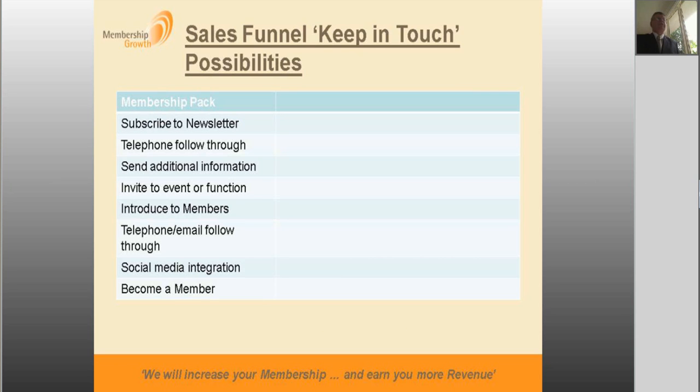This is a sales funnel, keep in touch possibilities, and it's a compilation of things that I've done for various organizations. But first thing that anybody gets is a membership pack. Now that can be emailed or it can be sent out. Then perhaps a subscription to a newsletter. Perhaps the members' newsletter would be good.